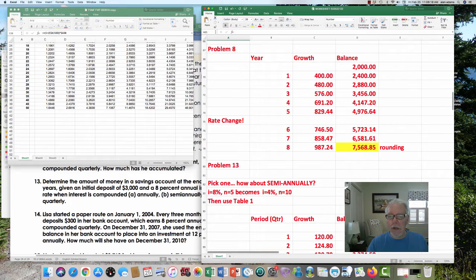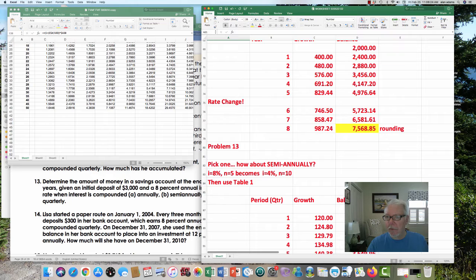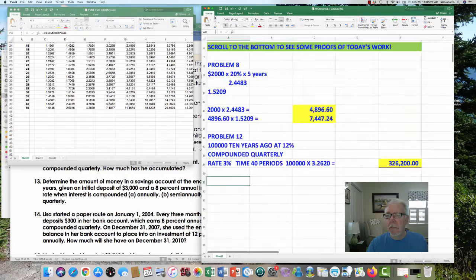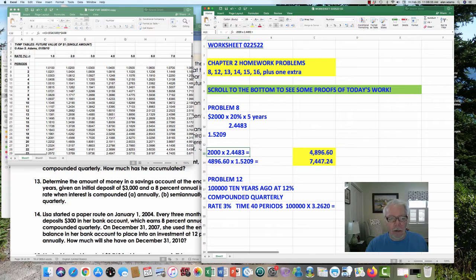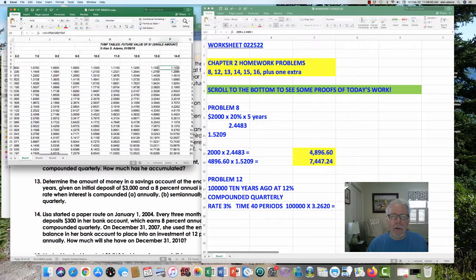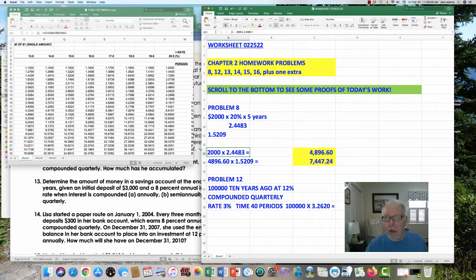Once again, scroll way down here, and I'll show you a few proofs. Okay? Now, I just saw that one proof is off, so I will fix that for you before I post this. Okay? All right. I see what my problem was right there. I see that I should have used... Let me fix it right now. 2.4883. See what I did wrong? I used 2.4483. I'm going to fix that for you right here. I beg your pardon. Let's fix that over here too.